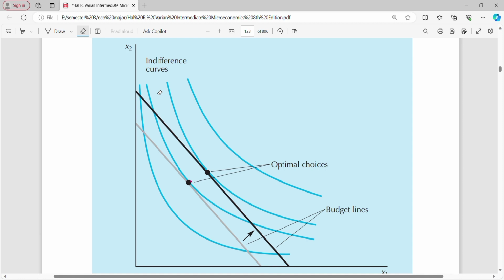So a normal good, as the name suggests, has a normal behavior. What is the normal behavior? So this is the budget line, right? The budget line has shifted to this point. That means income has increased. The budget line shifts when the income of the consumer is increased. So demand will also increase.